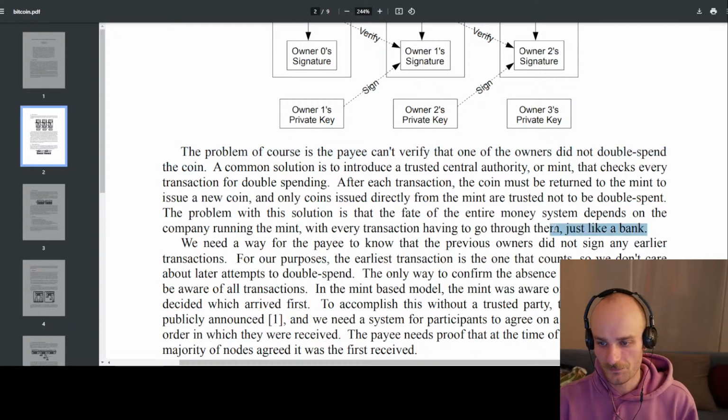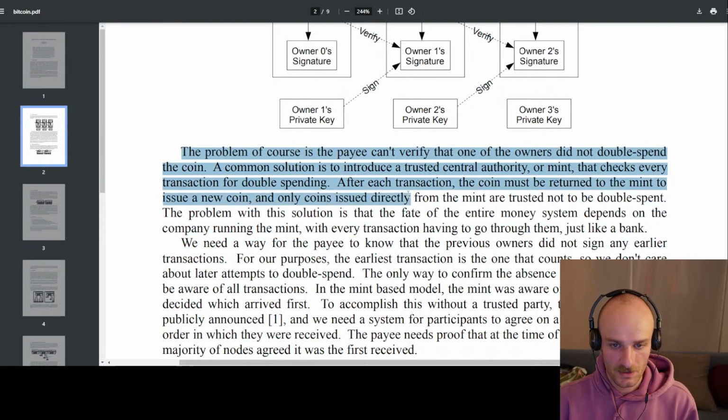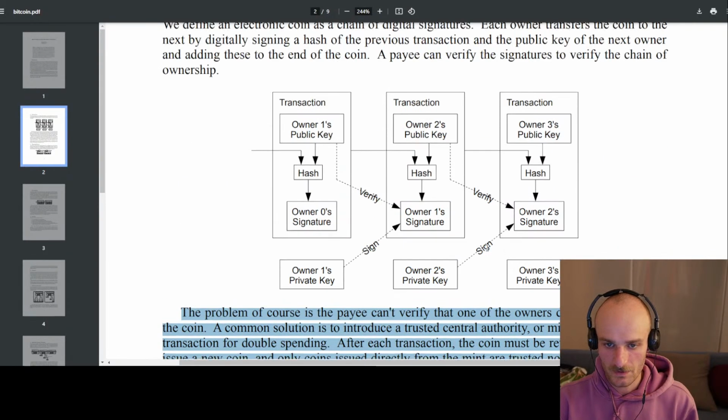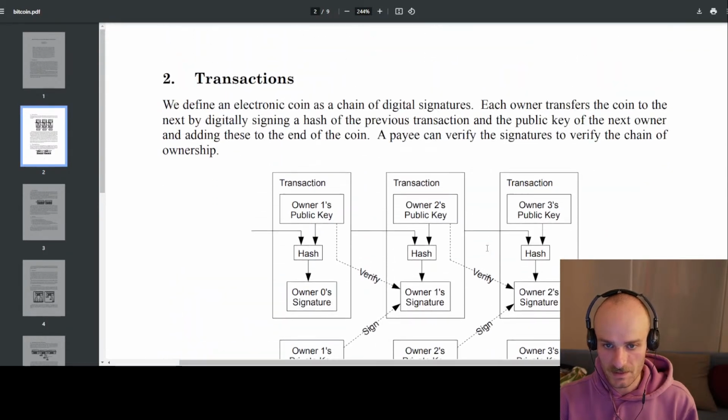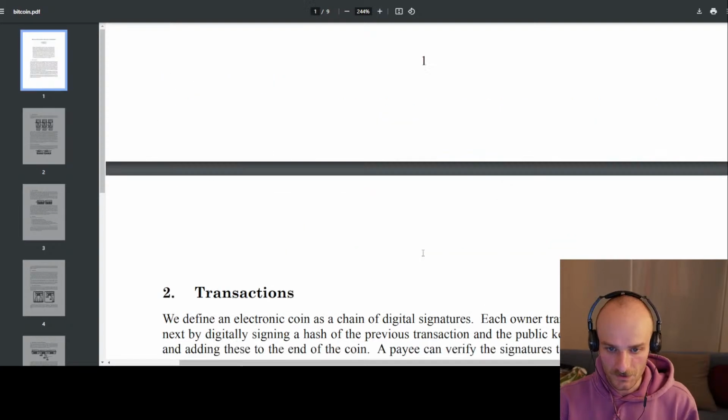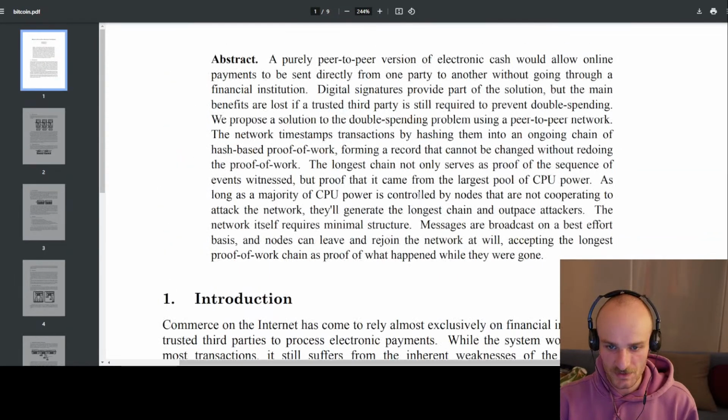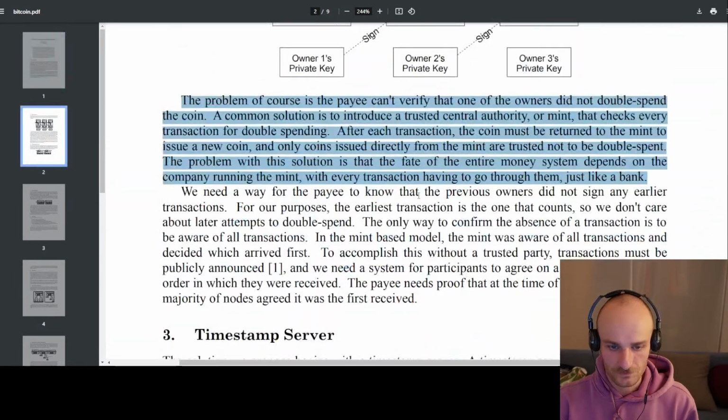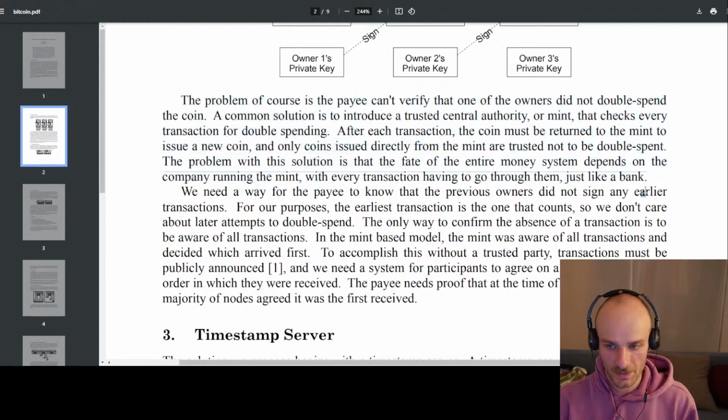Okay. So with this, he's also criticizing other electronic cash systems, not only banks. We need a way for the payee to know that the previous owners did not sign any earlier transactions.